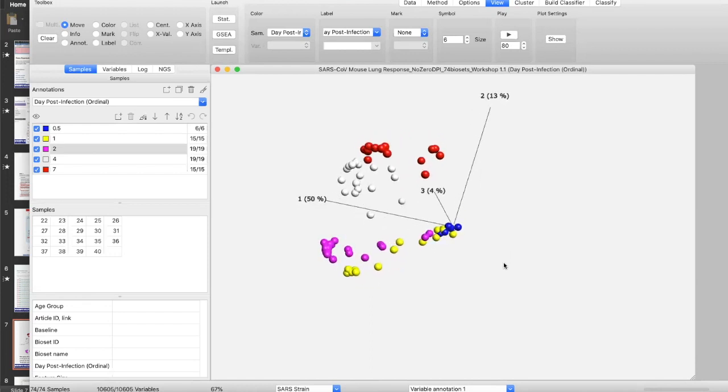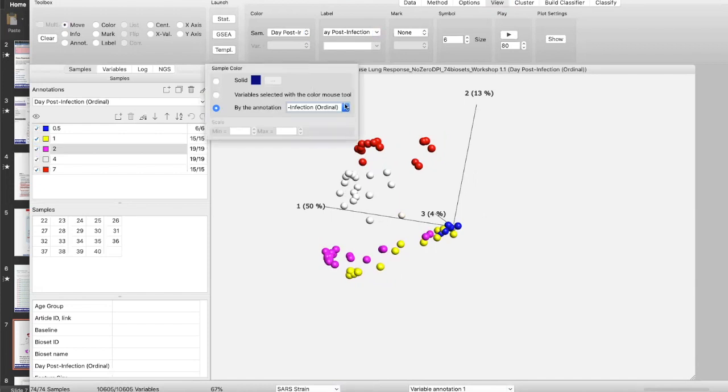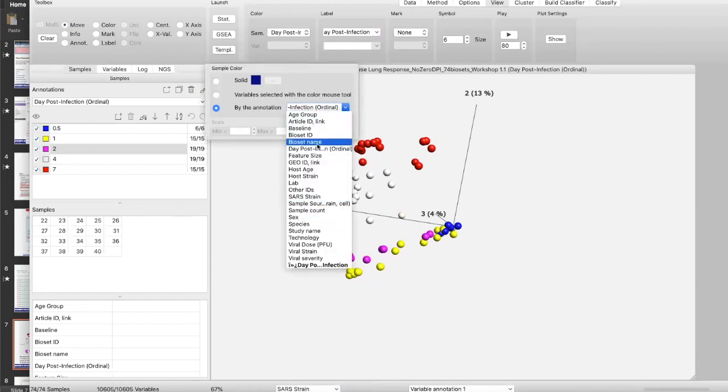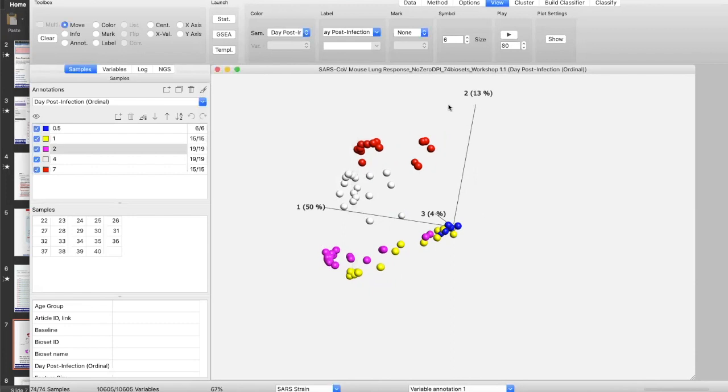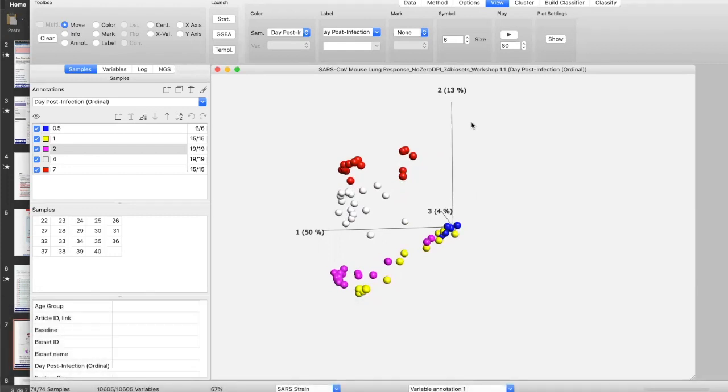And we can color code this any way we want. We can color it by day, we can color it by different infections, whatever we want. This program here is ClueCore. This is commercial software. You would have to pay for it if you use it, but there are other programs out there that also have PCA plots.